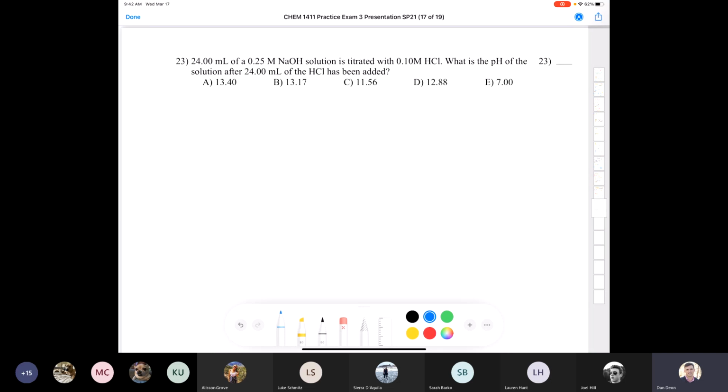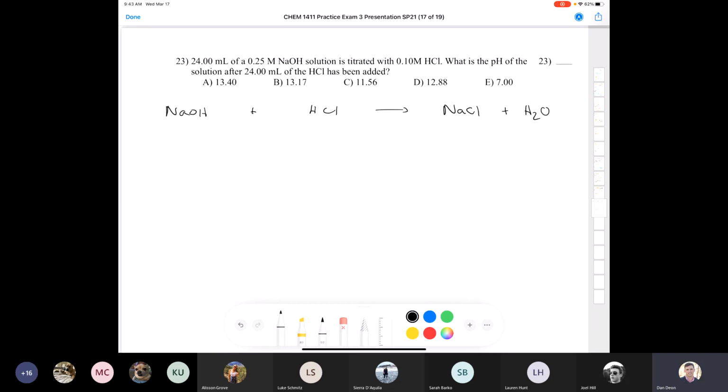Anyhow, so if we have 24 milliliters of a 0.25 molar sodium hydroxide solution, and we're titrating it with 0.1 molar HCl, what's the pH after you've added exactly 24 milliliters of hydrochloric acid? Let's start by writing out a balanced equation. If we take sodium hydroxide and we're titrating it with HCl, what are we going to make? We're going to make sodium chloride plus water.